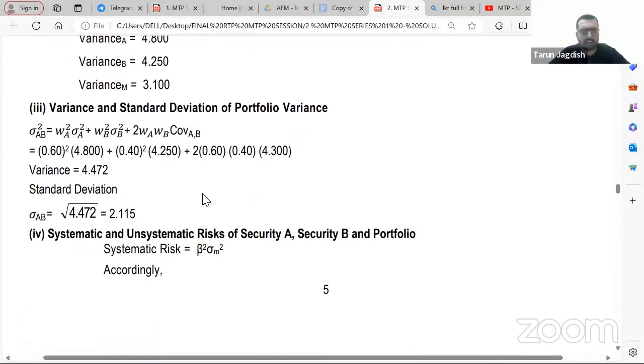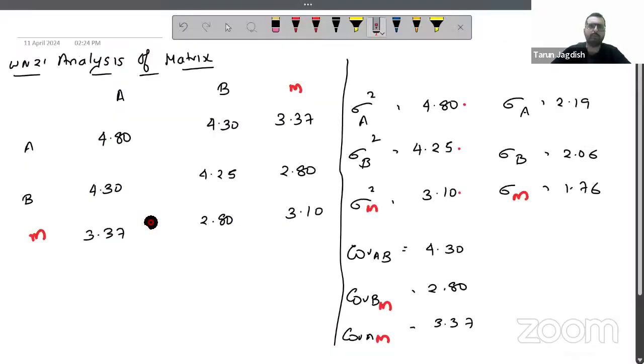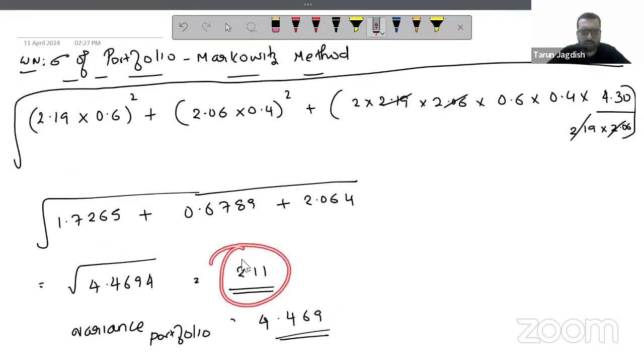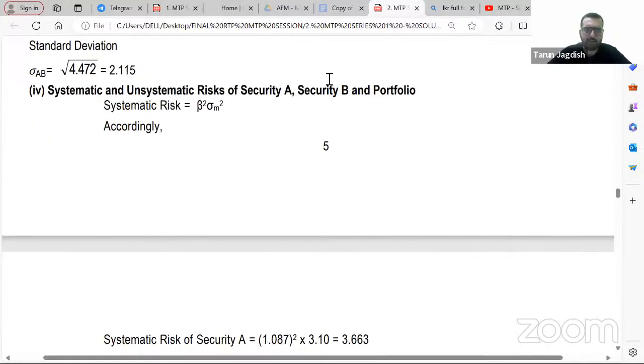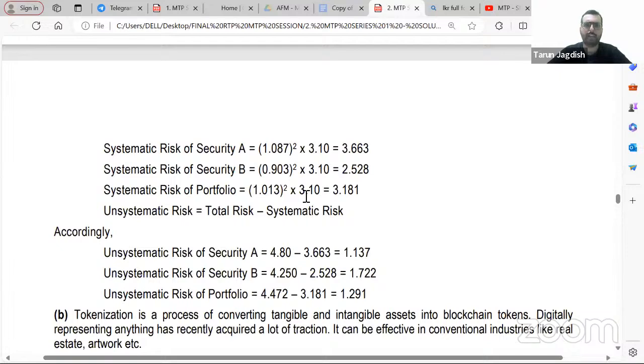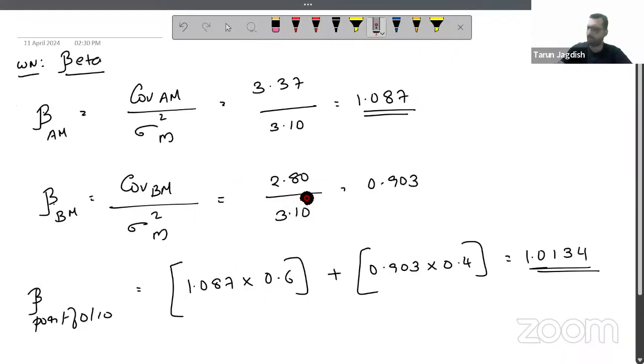Now they are asking the standard deviation of the portfolio, 2.11. Standard deviation of the portfolio 2.11. We also got the same answer. Okay. Then they are asking you to find out the systematic risk, unsystematic risk, etc. For A, they have got the answer as 3.663.